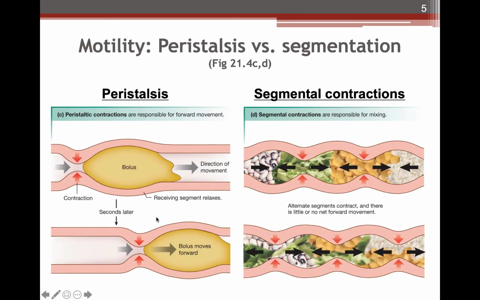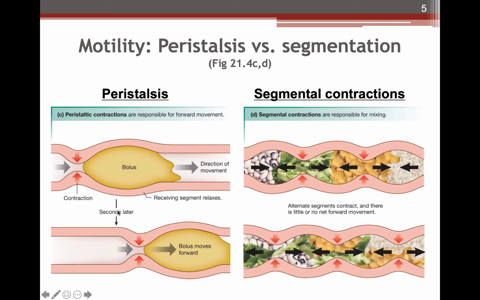This slide is showing what is the difference between peristalsis and segmental contractions or segmentation. This word here and this phrase here are the same thing, okay? So peristalsis is a wave-like squeezing of smooth muscle cells that propels a bolus of food, a clump of chewed and moistened food, from one place to the next. And so this area is contracting and shoving the bolus a little bit further forward.